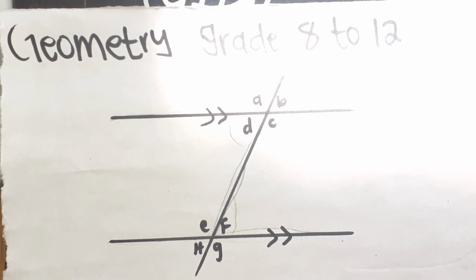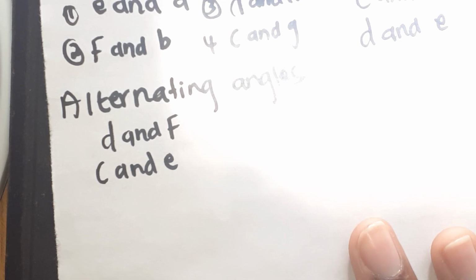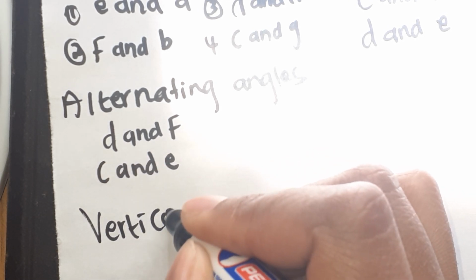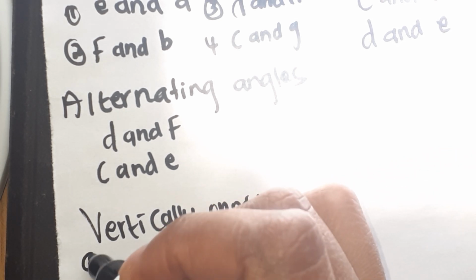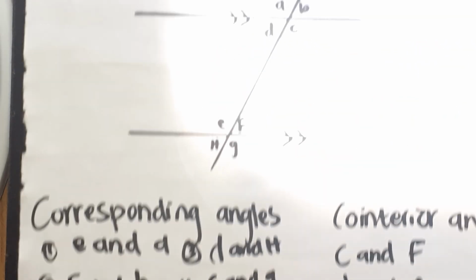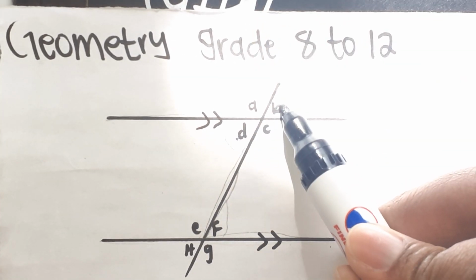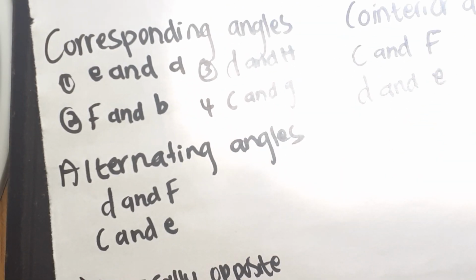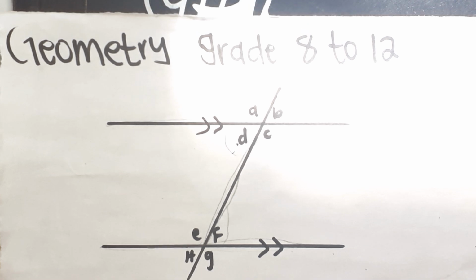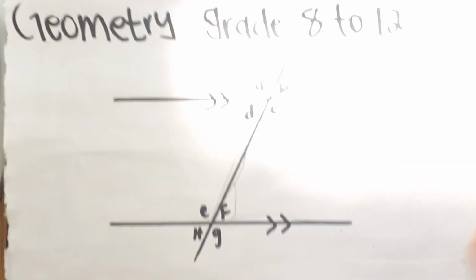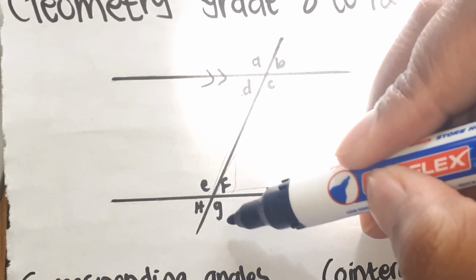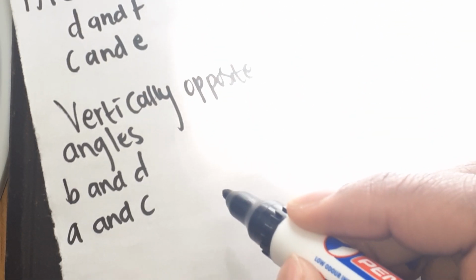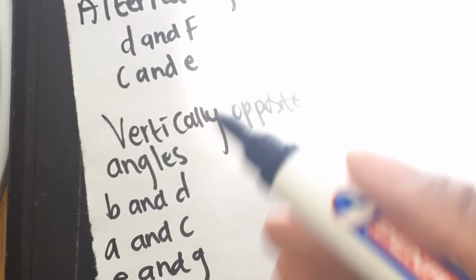And another thing we can also talk about here is vertically opposite angles. When you're looking for vertically opposite angles, it is these ones. B and D are vertically opposite. A and C are also vertically opposite. And E and G are vertically opposite. H and F as well.